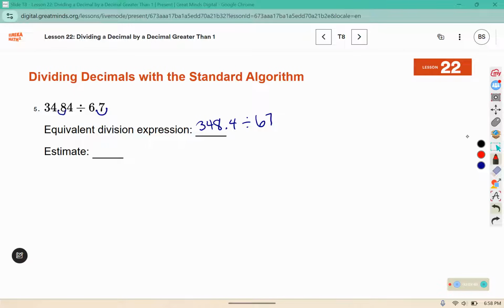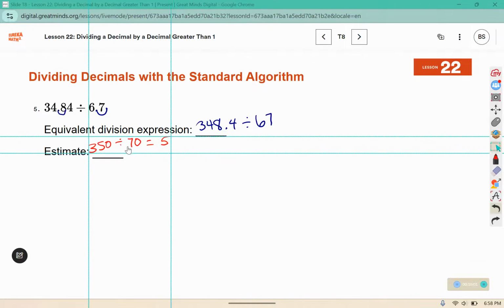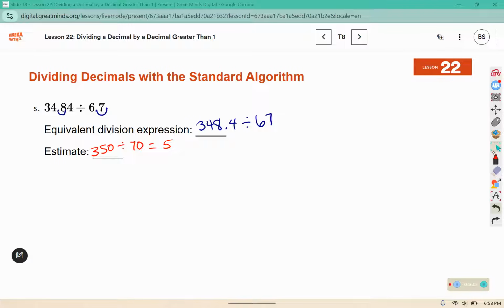Now, approximating this is around 350, and this is around 70. 70, well, 7 fits into 35, 5 times. So 70 would fit into 350 around 5 times. So that can be our estimate. And now we have to do the long division.